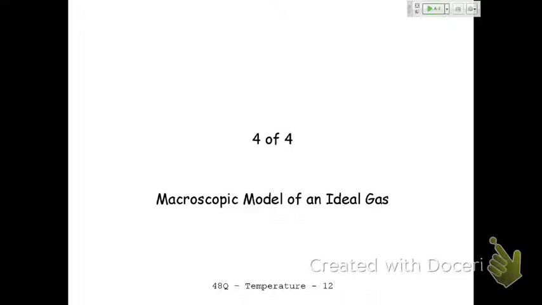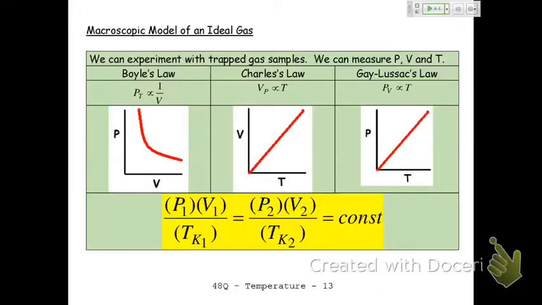Macroscopic model of an ideal gas. Macroscopic meaning outside, meaning not atoms. So basically, along came Boyle, and Boyle got a syringe and squished it, measured the pressure, probably using a U-tube manometer, and he figured out that the pressure was proportional to 1 over the volume, as long as he kept temperature constant. So he did it slowly.